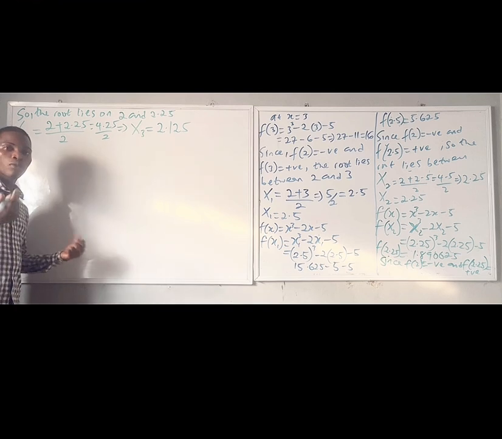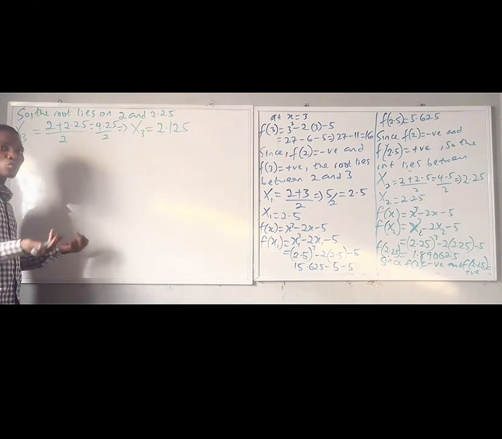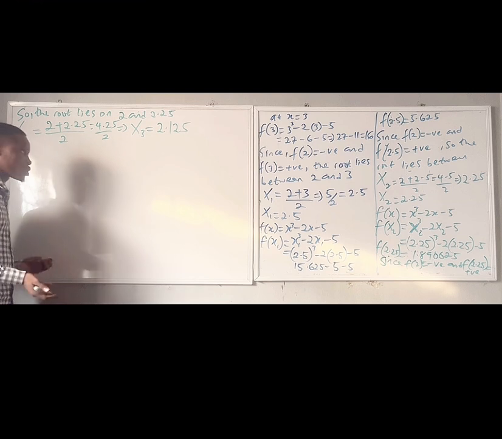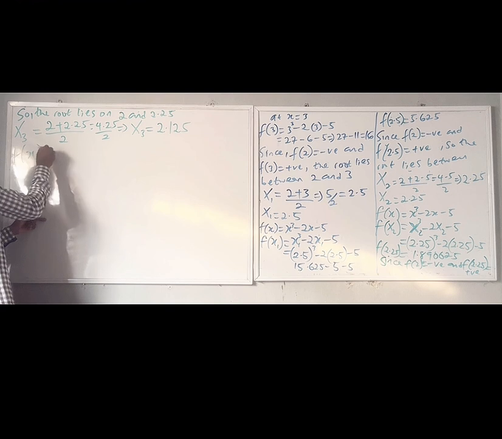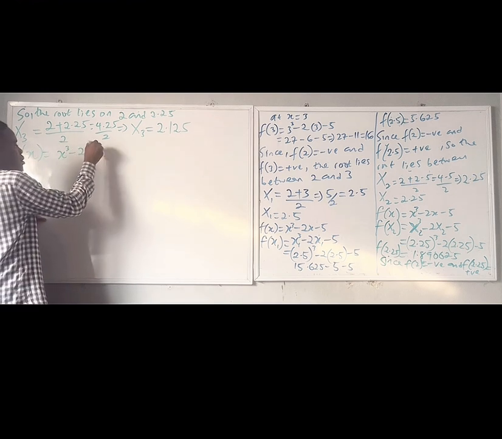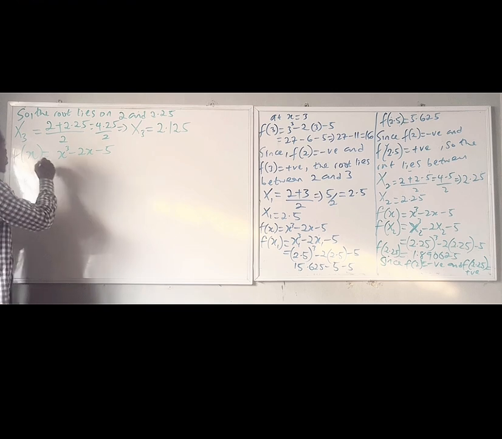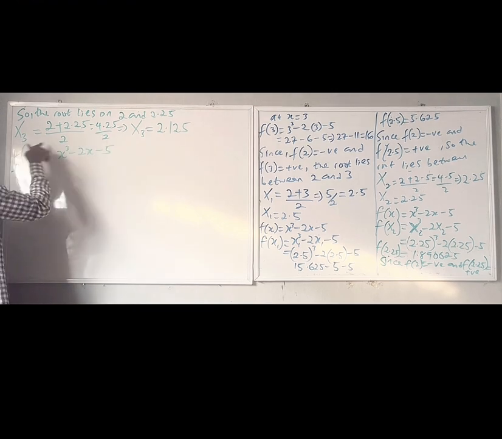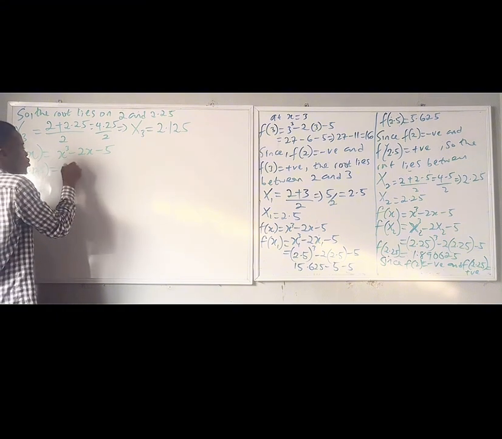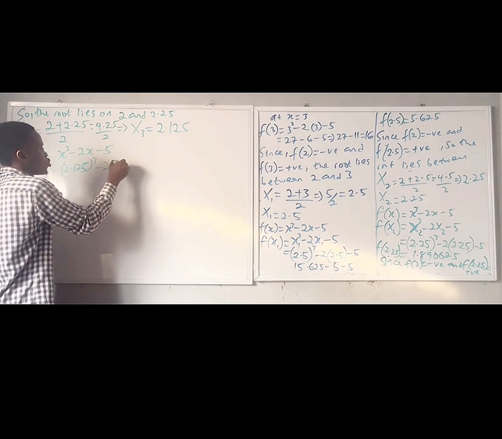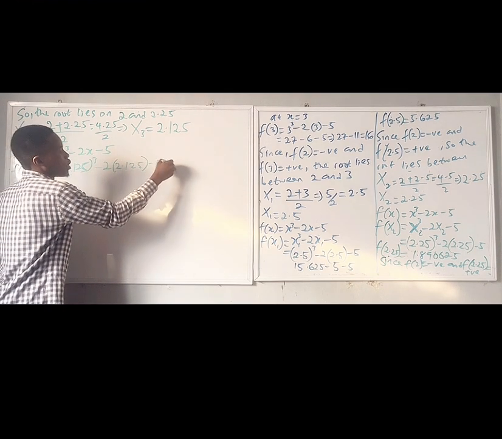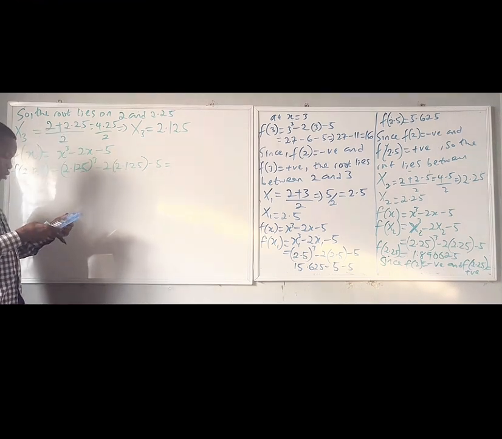For me to get my S4, I have to find where my root lies, between the negative and the positive. So I put S3 into the function given, f of x equals x cubed minus 2x minus 5. Whenever I see x, I put 2.125: 2.125 to the power of 3, minus 2 times 2.125, minus 5.